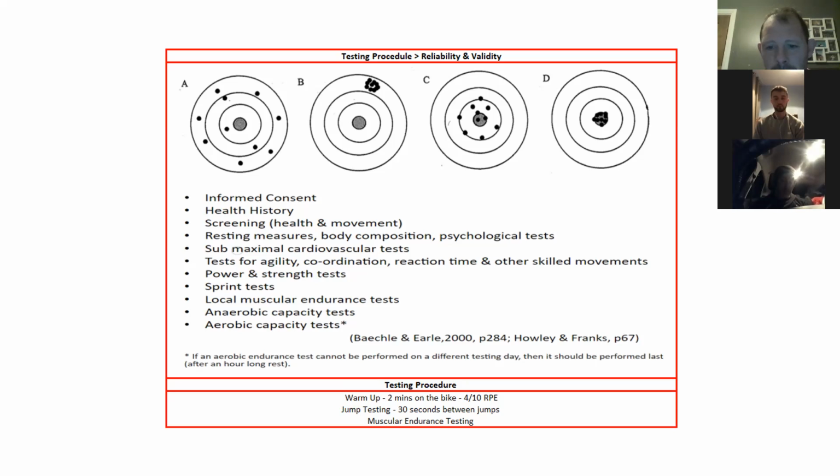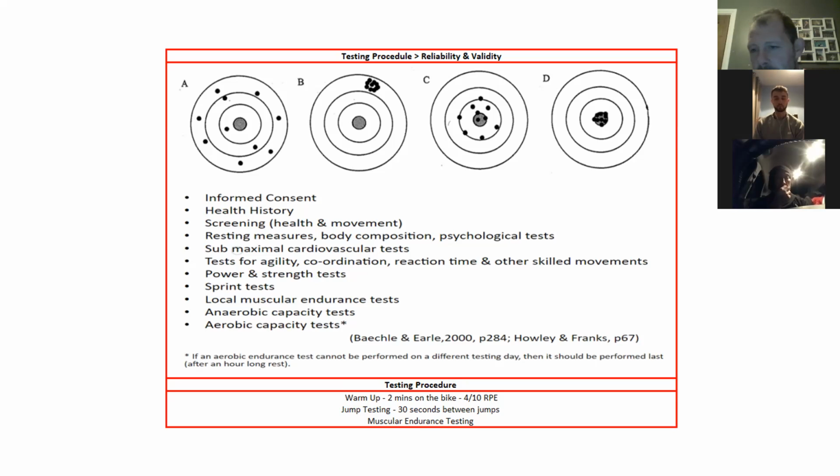However, I feel that when you do that, you will have an interference effect. So at the moment, all I would do is this. For my level 1 testing, someone comes in, I do our resting work, they go on the bike for 2 minutes with an RPE of 4 out of 10. They do their jump testing with 30 seconds between jumps, and from there they do the muscular endurance testing. So I go resting measures, warm up, jumps, so I'm going power first, and then I finish with muscular endurance testing. And I keep that same sequence all the time.